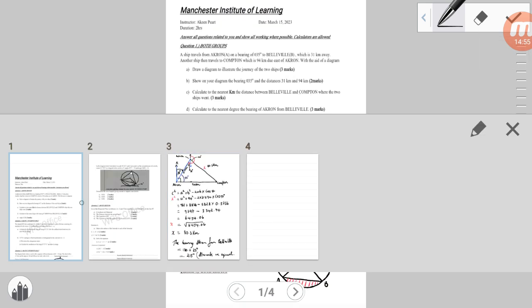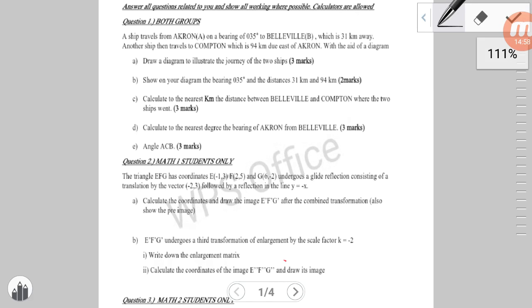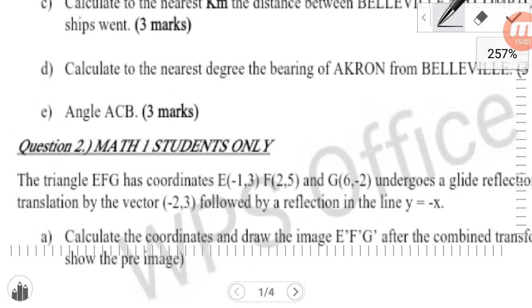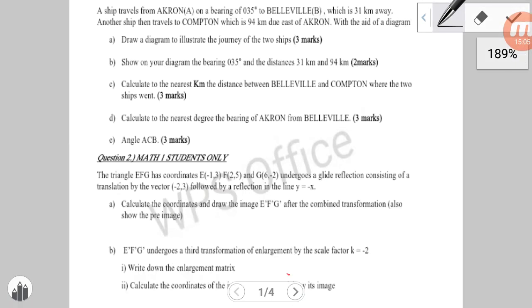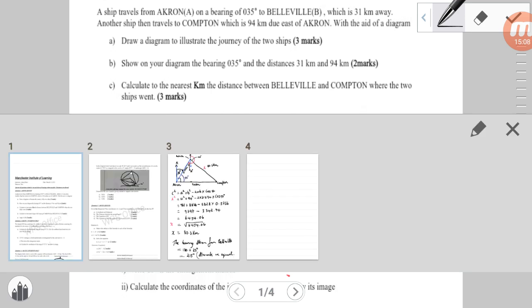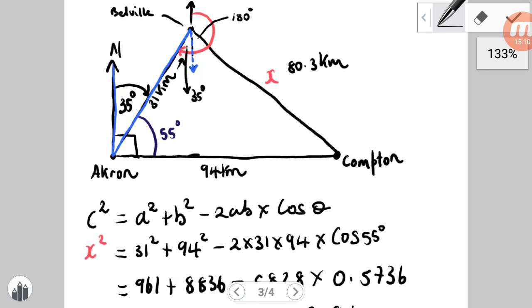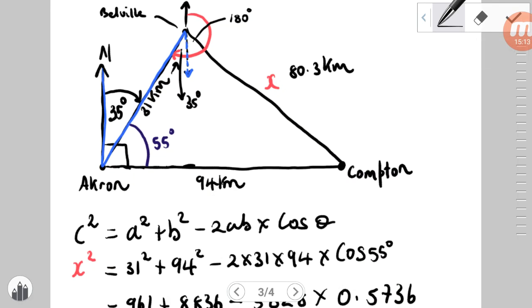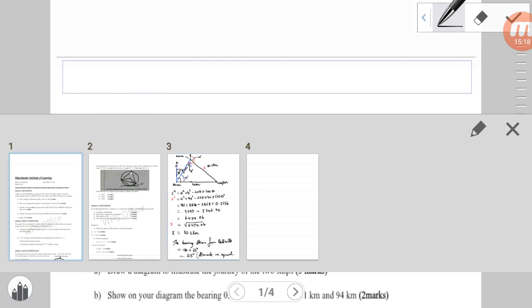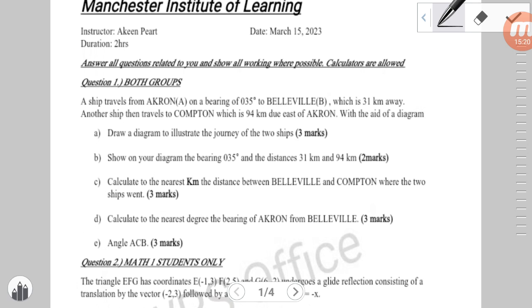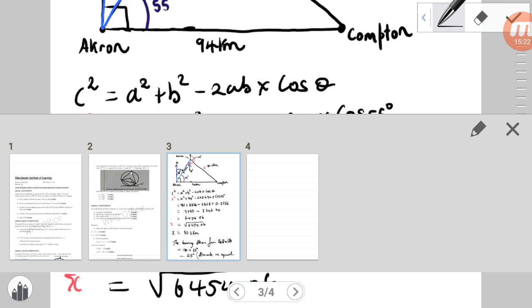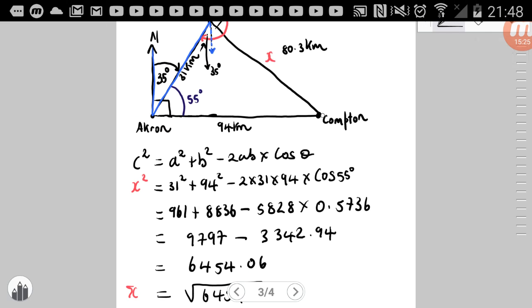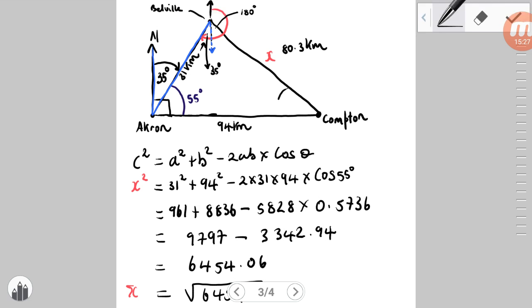Let's now have a look at another question, not another question, but the final one. We are to calculate the angle ACB. So let's locate the position of that angle ABC. Oh, I didn't think I needed Akron. Okay, let's look at that again. It says angle ACB. So it says Akron, Compton. So we're looking for this angle in here.